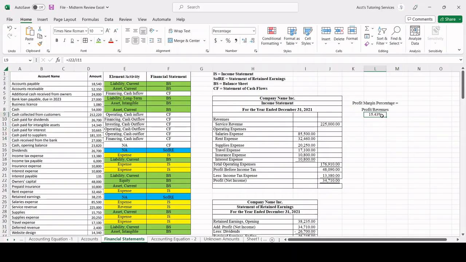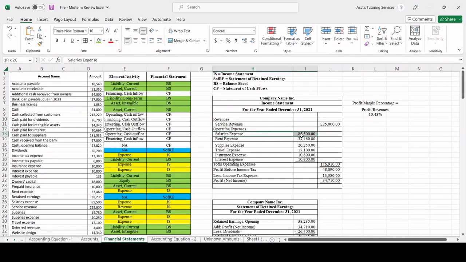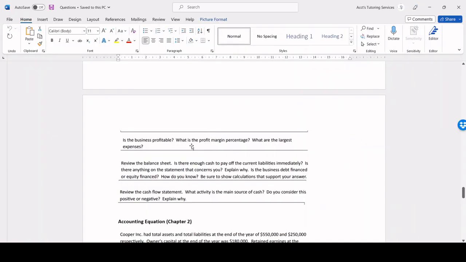This ratio tells us for every dollar we earned in revenues, we were able to retain 15.43% or 15 cents. That means the rest went towards our expenses. What are the largest expenses? Salaries expense of 85,500, rightfully so because we have to pay our employees, right? Then rent expense is second. We have to pay for rent wherever our establishment is, wherever business is, right? So salaries expense and rent expense are our biggest expenses in this case.